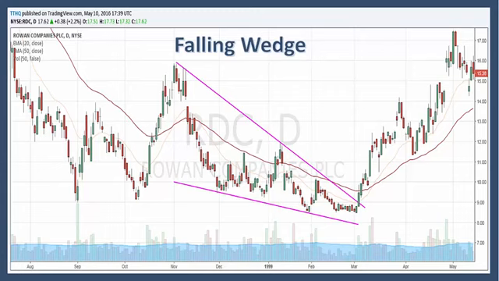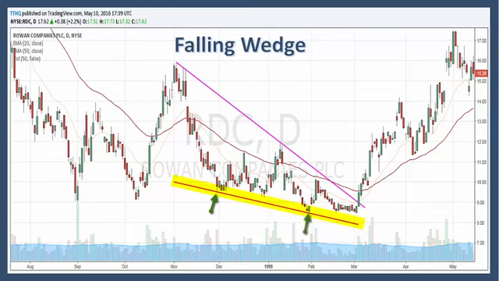So if you take a look here at RDC, we have our resistance line here, and we have reaction points here, here, and here. And then we're going to look for lower support lines. And we need at least 2 reaction lows to form the lower support line. And each reaction low should be lower than the previous low. If you take a look at RDC, we have 2 reaction points here and here.